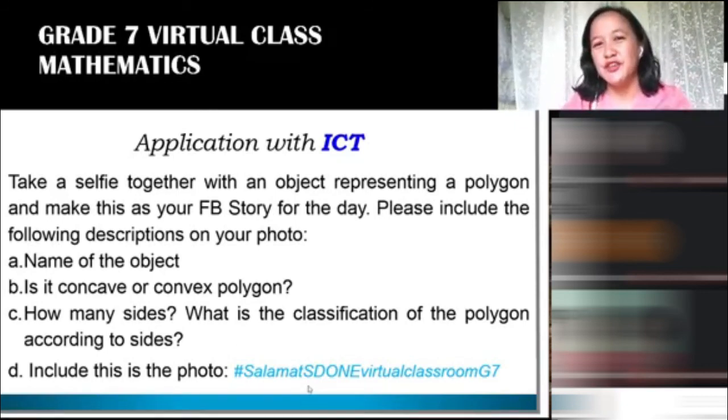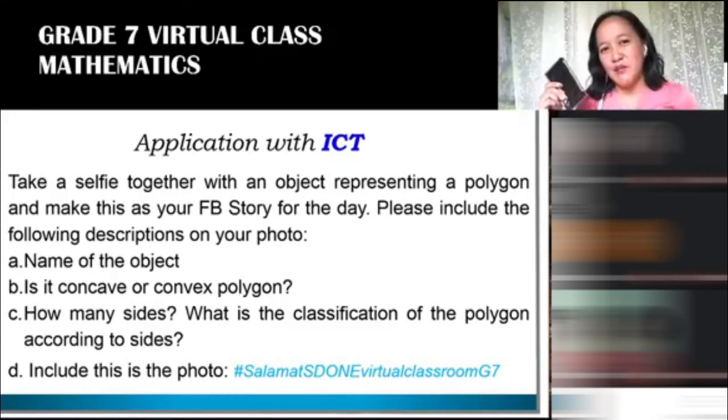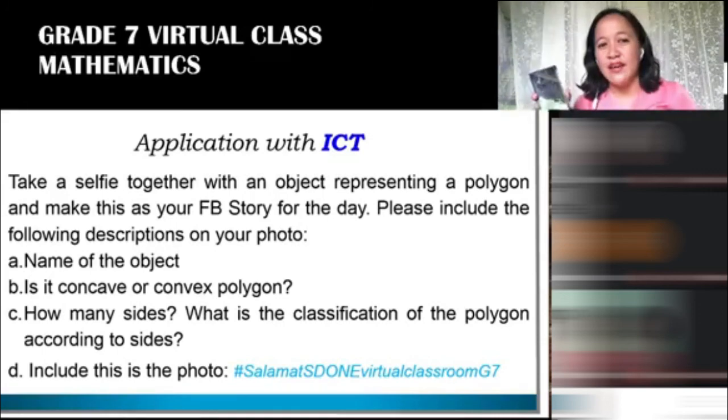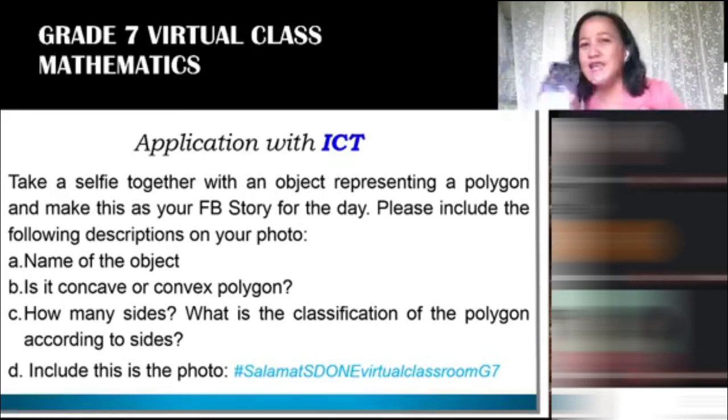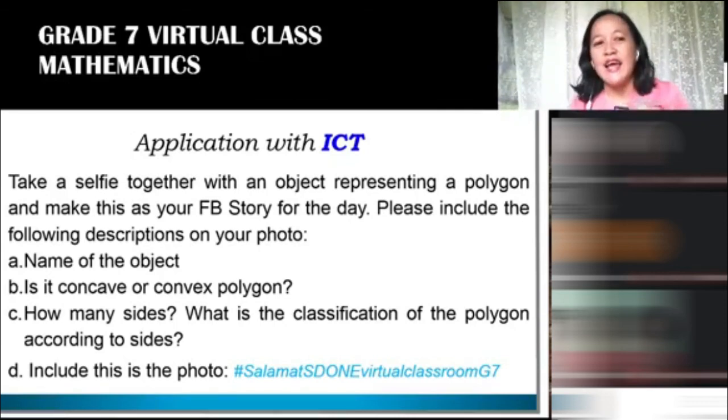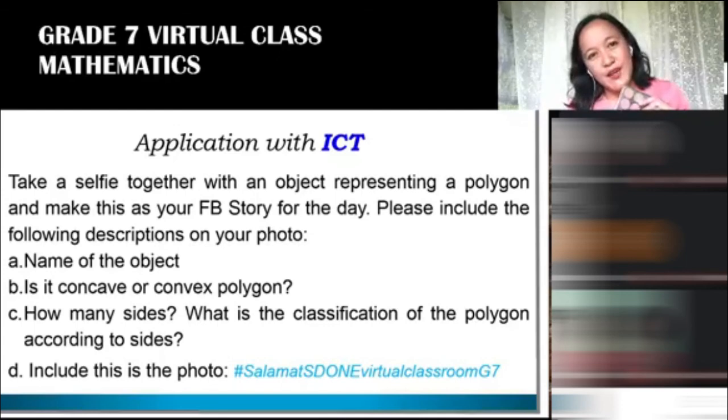Salamat Esdan Virtual Classroom Grade 7. Okay, so I have here an example. See? Take a picture, the name of the object, make up. Okay, it is convex. How many sides? 4. Classification is quadrilateral. Then, just include on your photo, Salamat Esdan Virtual Classroom Grade 7.